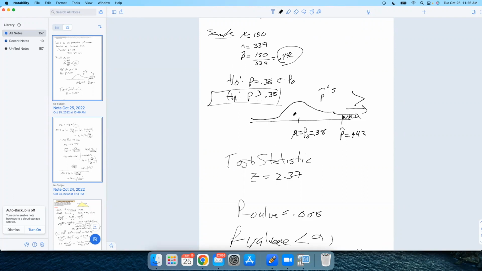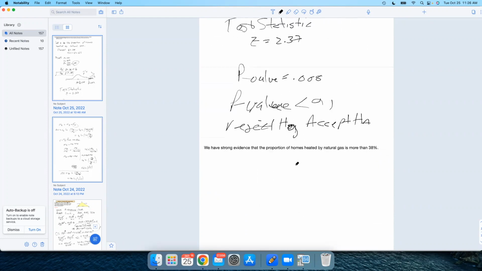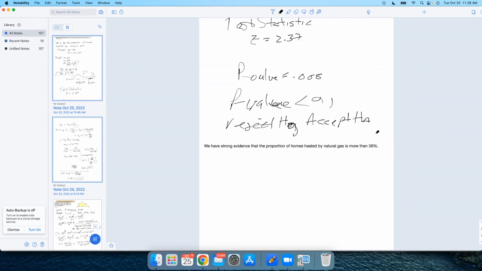So that's our last step. We're always going to write it every single time. We either say we do have strong evidence and we write these words, or we don't have strong evidence and we write these words. We're going to write what this means in words every time. Look at this. What does P stand for? The proportion of homes heated by natural gas, greater than 38%. In this case, because we accepted the HA, we do have strong evidence that that's true.